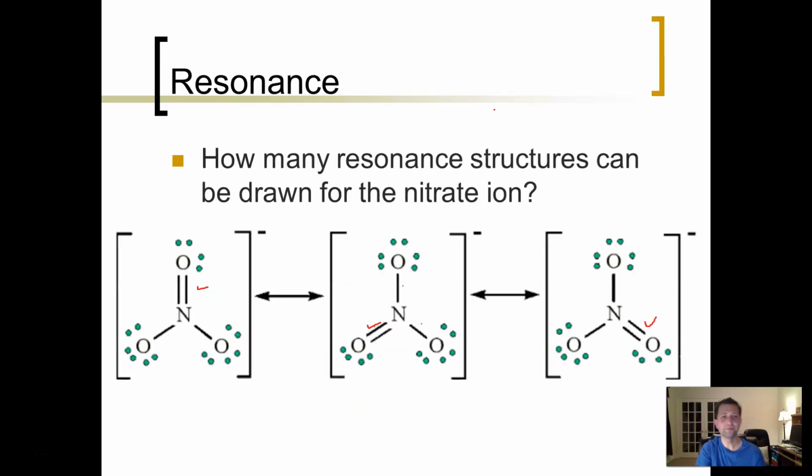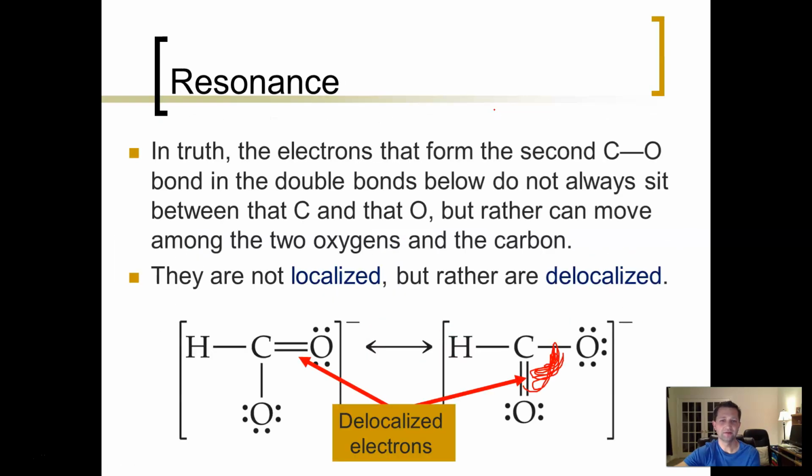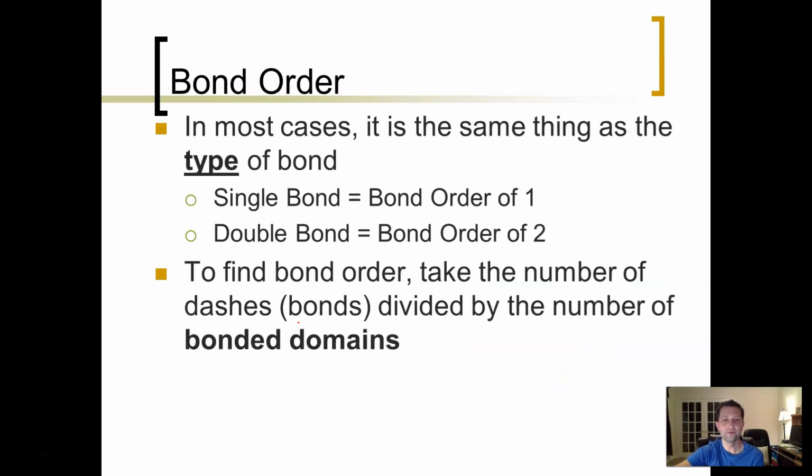Okay, to wrap it up, we're going to look at bond order, which is exactly what I referenced as I was going through the resonance portion of this lecture. So in most cases, it's the same thing as the type of bond. So a single bond is a bond order of 1. It's telling you the characteristics of that bond, right? Like I went over here, you really have a 1.5 bond, right? So we would say our bond order for this section here is 1.5, okay? We're going to formally figure that out here. To find the bond order, take the number of dashes, which is the number of bonds, divide it by the number of domains, and you're going to have your bond order.